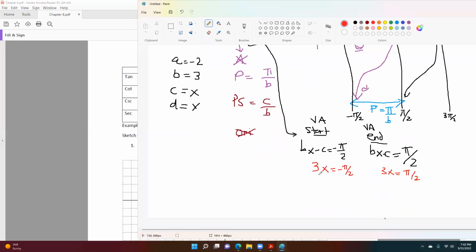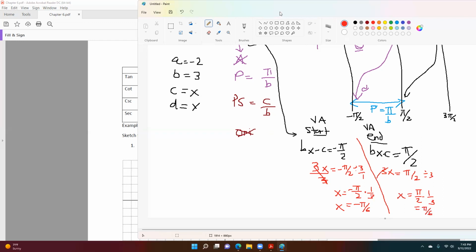So you solve for x, so I divide this by 3. Dividing is the same thing as multiplying, so you flip the fraction. In this case, your vertical asymptote will start at negative pi over 6. Now you do the same thing, divide this by 3, flip it to become 1/3, and it will end at pi over 6.